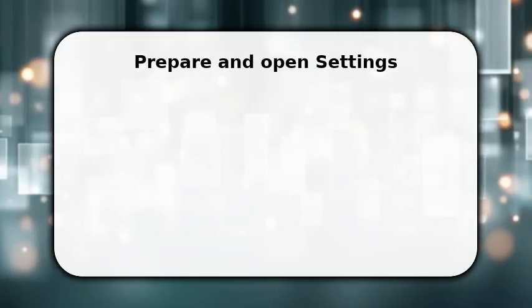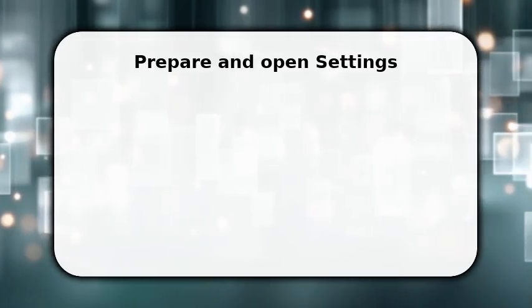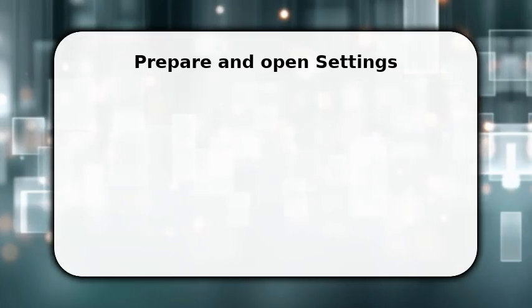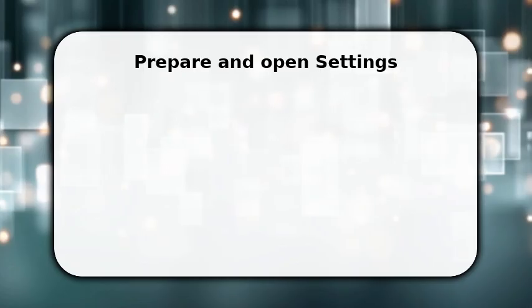You start by ensuring your Xiaomi is updated and has enough battery. This avoids interruptions during setup. Open Settings, then go to Additional Settings and tap Languages and Input so you access input methods.